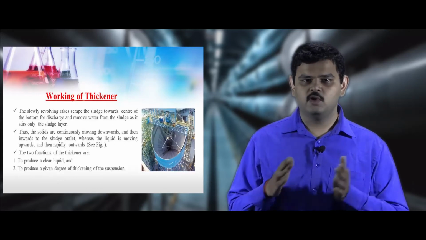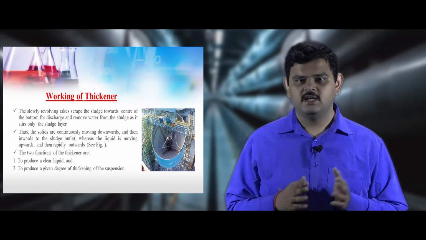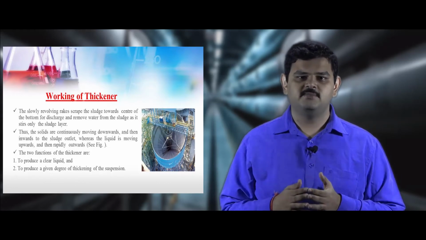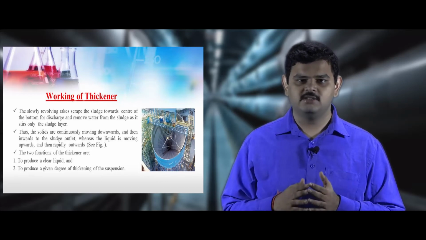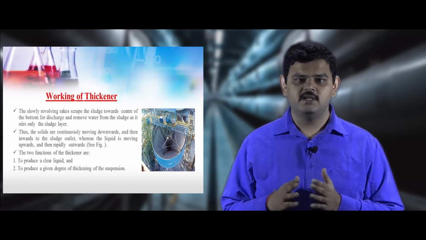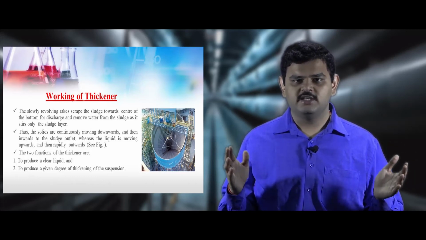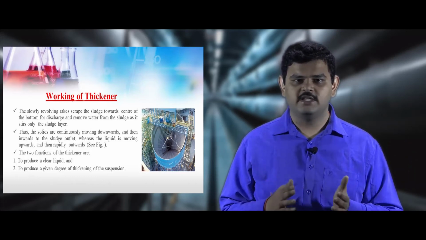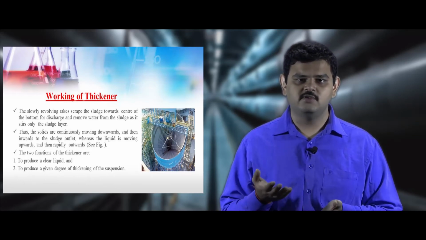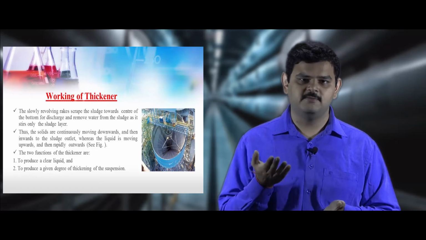Now we move on to the working of the continuous thickeners. In continuous thickeners, the solids are concentrated by the rotating arm, also known as rakes. The solids are concentrated at the bottom by moving them toward the center outlet. The solids are concentrated, and the water is removed from the solids and sent up.